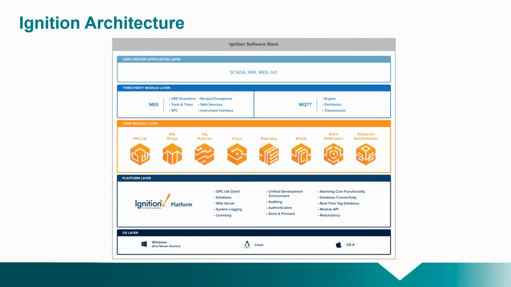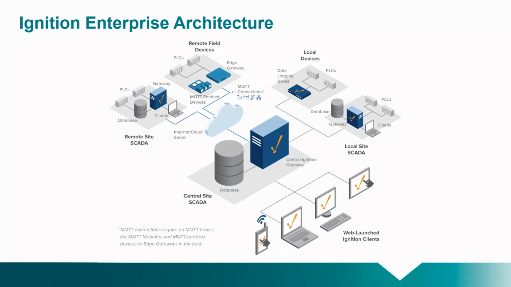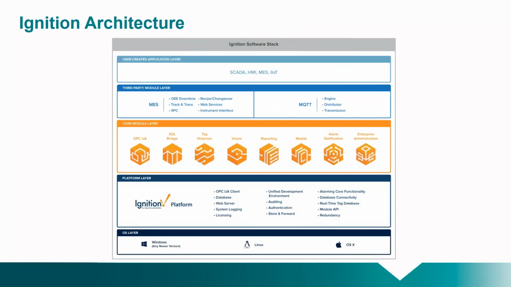Ignition architecture for the individual server there, if you take a look at that central Ignition gateway, the architecture looks a little more like this. So inside that gateway, the Ignition platform is there. It can run on any operating system. And if we're going from the bottom to the top, beyond the operating system and the platform, you have core modules. Each one of these modules is pieces of functionality that plug into the Ignition platform.